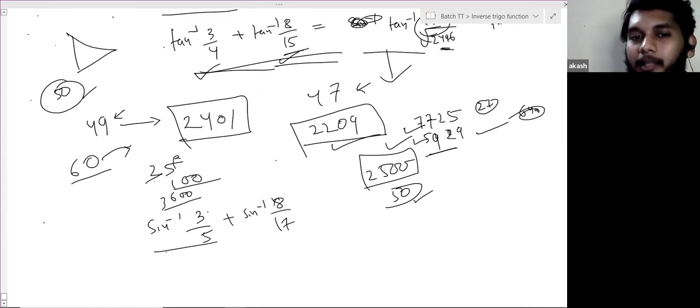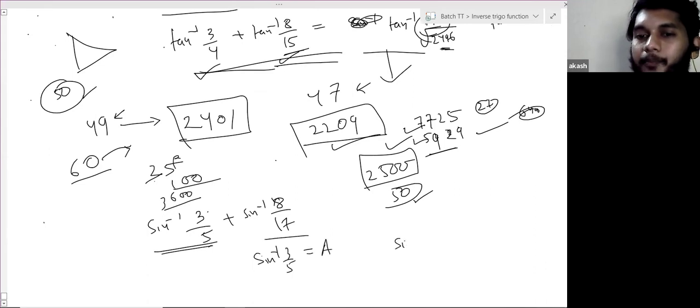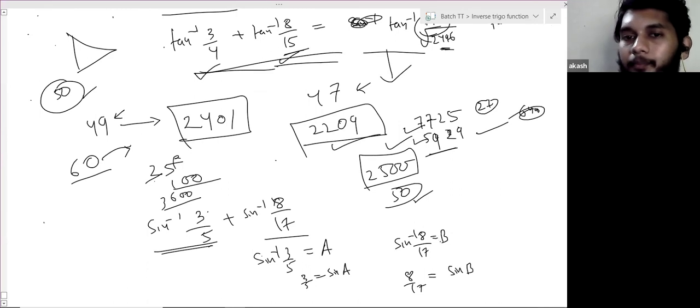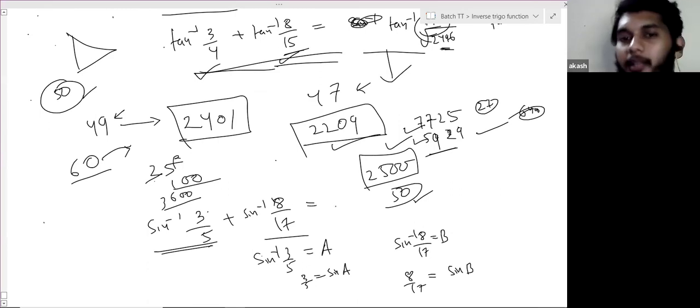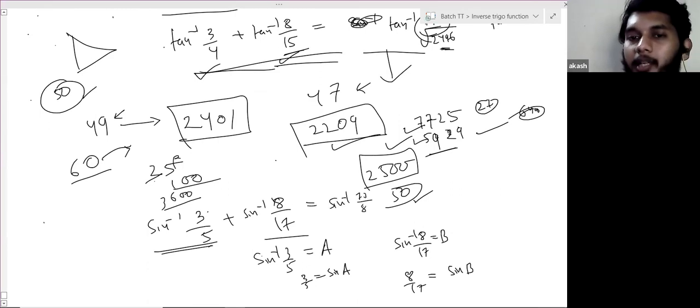How? Let's take this as A, and this is B. So what I can write is 3/5 is sine A and 8/17 is sine B. This thing is clear. I told you before also, if you have any question to prove this and that, this is sine inverse 77/85, then always assume the left side as theta and use the formula of the right side, right? Yes or no?